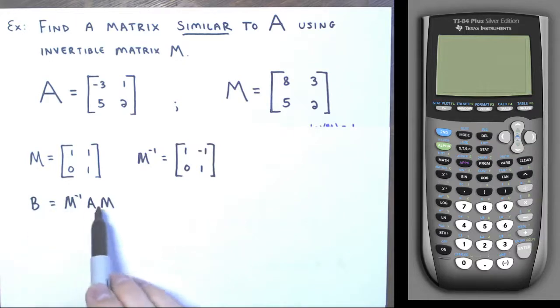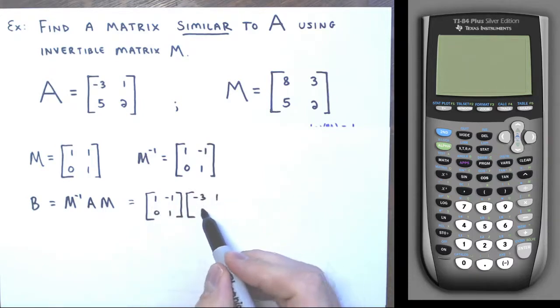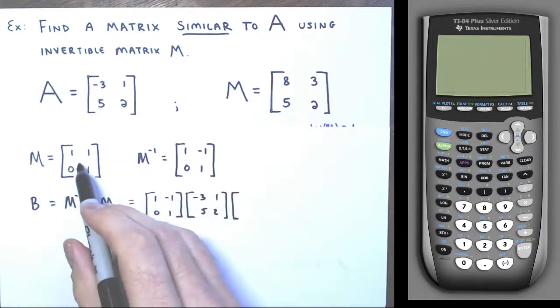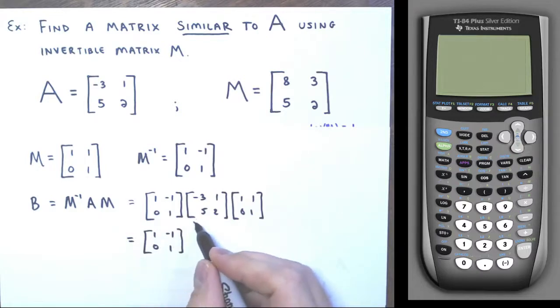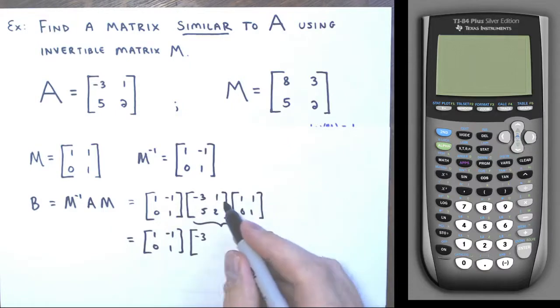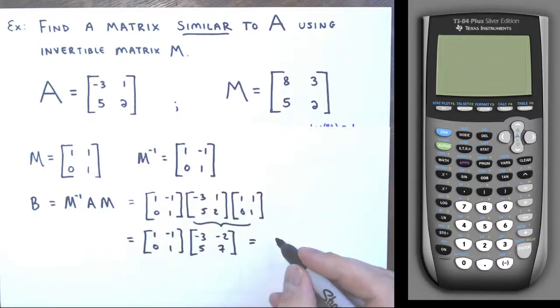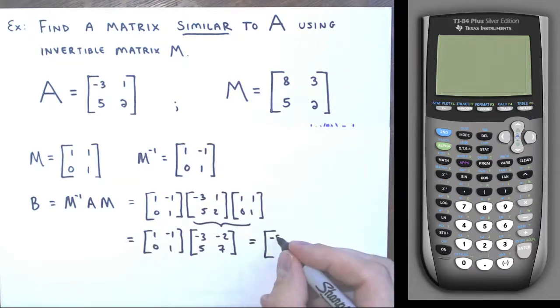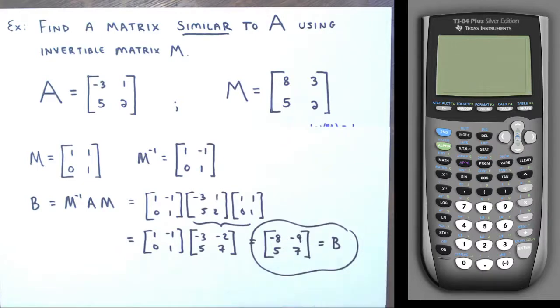Because it would be MB equals AM. So we have 1, negative 1, 0, 1, M inverse, times A, negative 3, 1, 5, 2, times M, again not this M, but this M, 1, 1, 0, 1. And I keep M inverse here, multiply these two. That'd be negative 3, and negative 3 plus 1, negative 2, and 5 plus 0, 5, and then 5 plus 2, 7. And then multiplying these, getting negative 3 minus 5, negative 8, negative 2 minus 7, negative 9, and then 5, 7. Right? And here is another matrix that is similar to matrix A that was given up there.